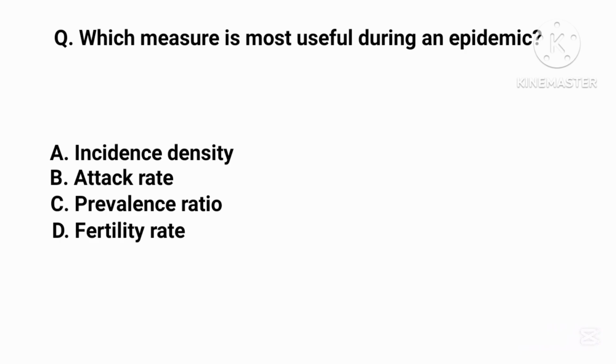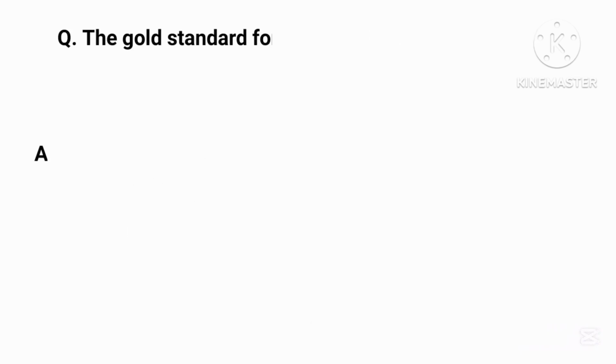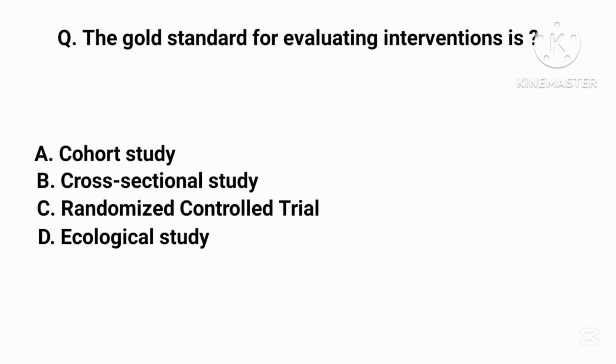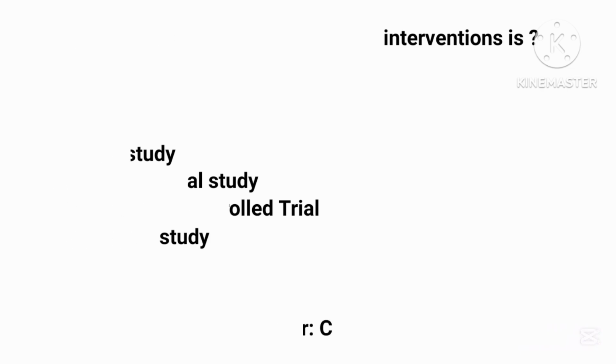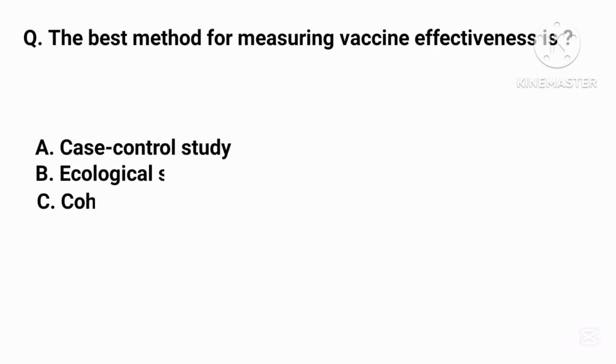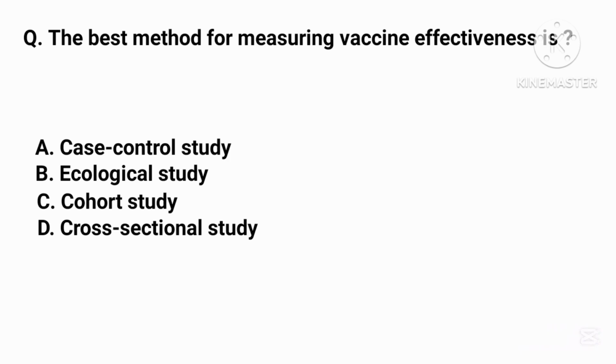Correct answer is option B. Attack rate. The gold standard for evaluating intervention is. Correct answer is option C. Randomized controlled trial. The best method for measuring vaccine effectiveness is. Correct answer is option C.